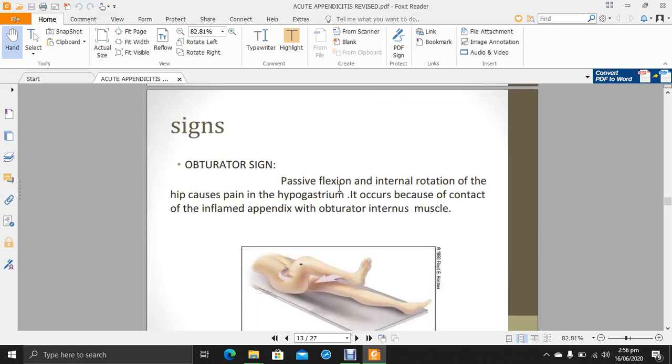Obturator sign. Passive flexion and internal rotation of the hip causes pain in the hypogastric region. It occurs because of contact of the inflamed appendix with the obturator internus muscle.